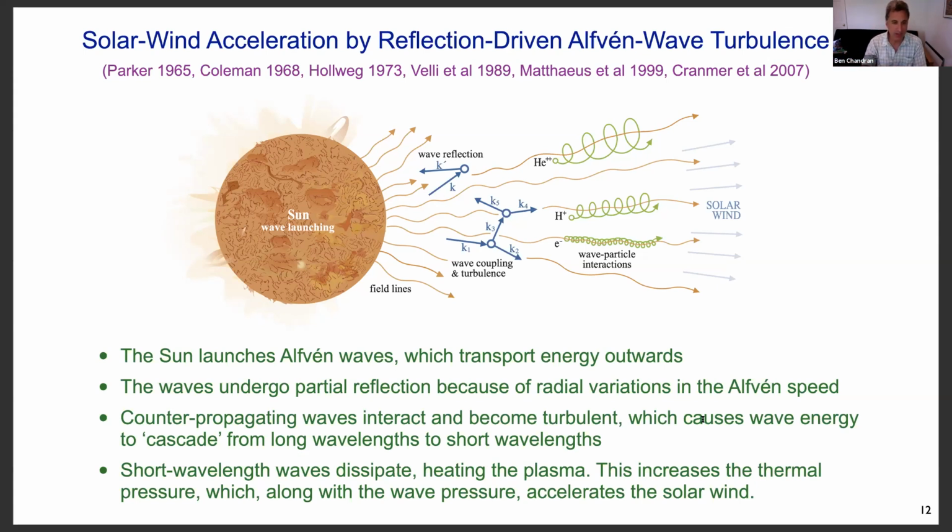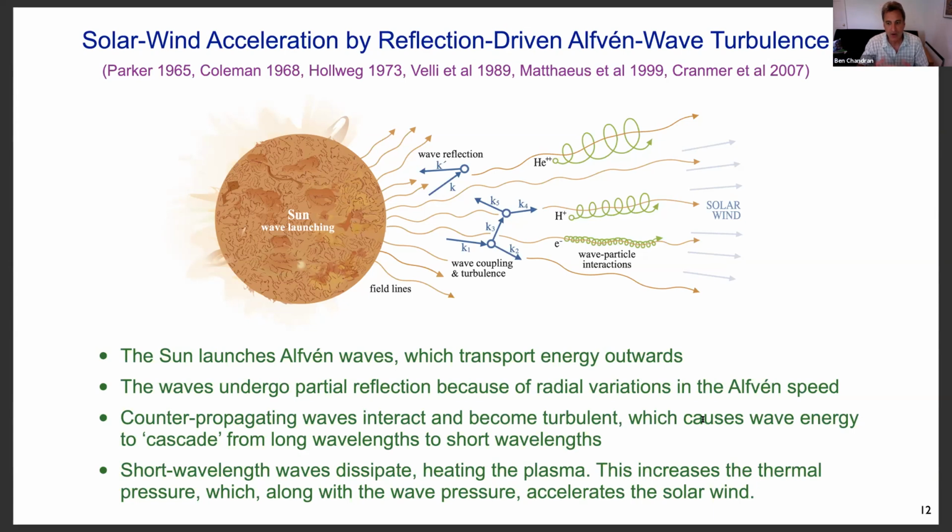But eventually, at small enough wavelengths, they'll reach wavelengths of order the proton gyroradius, and there are all kinds of things that can dissipate the Alfvén waves at those short wavelengths. And so the waves dissipate, and that heats the plasma. That's the fourth part of this scenario. And that heating increases the thermal pressure, and then the thermal pressure, along with the wave pressure, accelerate the wind away from the sun. So a couple of questions immediately arise about this scenario.